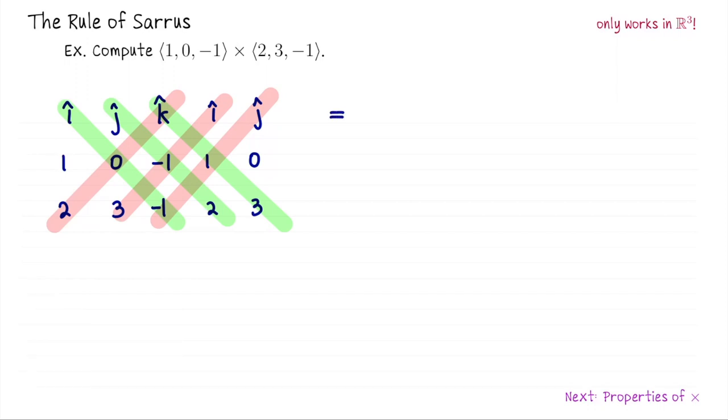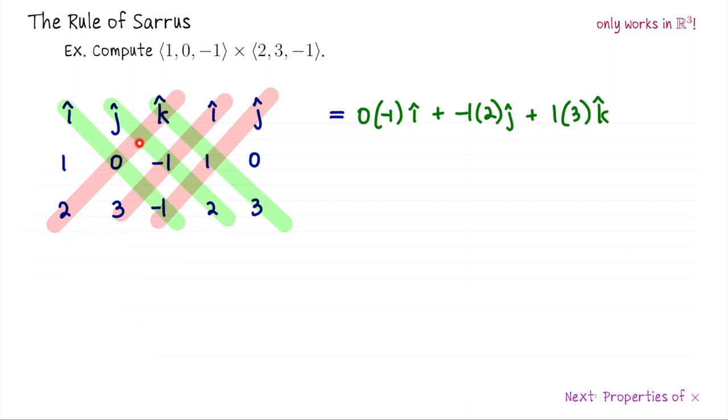So for the first three diagonals that I highlighted, we're going to have 0 times negative 1 i, plus negative 1 times 2 j, plus 1 times 3 k. So that takes care of the first three diagonals. And then for the backwards going diagonals, we're just going to subtract those.